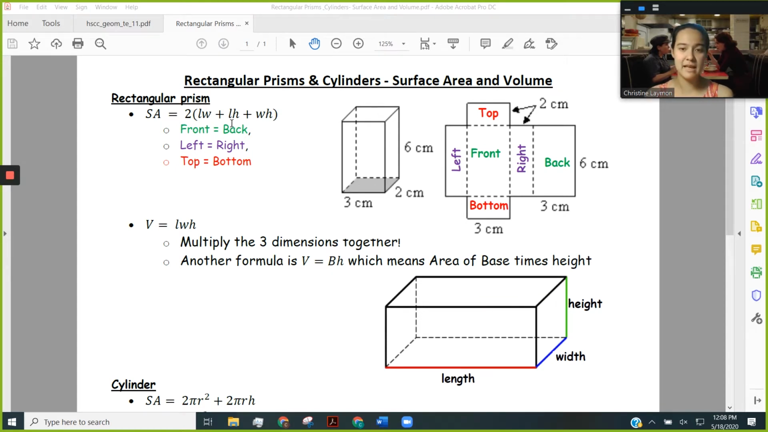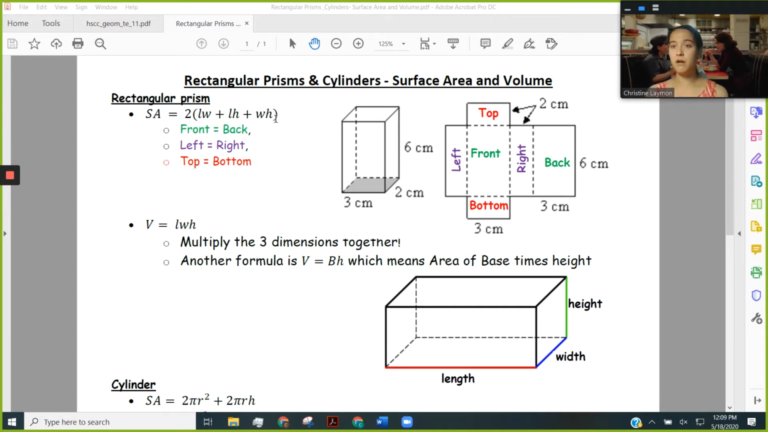Length times height, LH, that's red times the green. That's going to get you the front and back face. W times H, width and height, gets you the left and the right face. So you can use this formula if you like, but I think it's generally easier just to talk about it purely in terms of front and back, top and bottom, left and right.